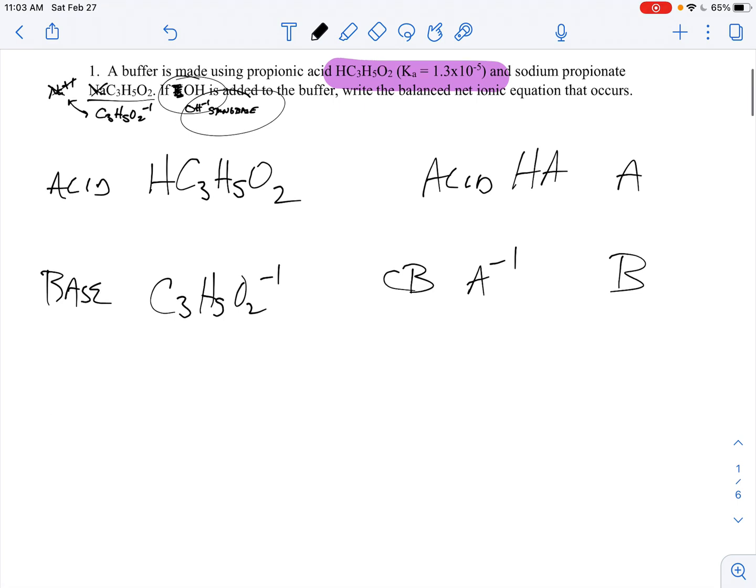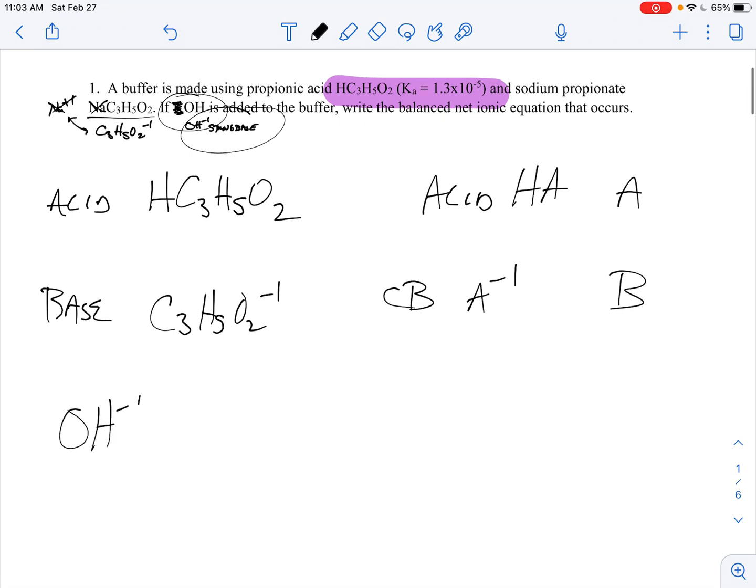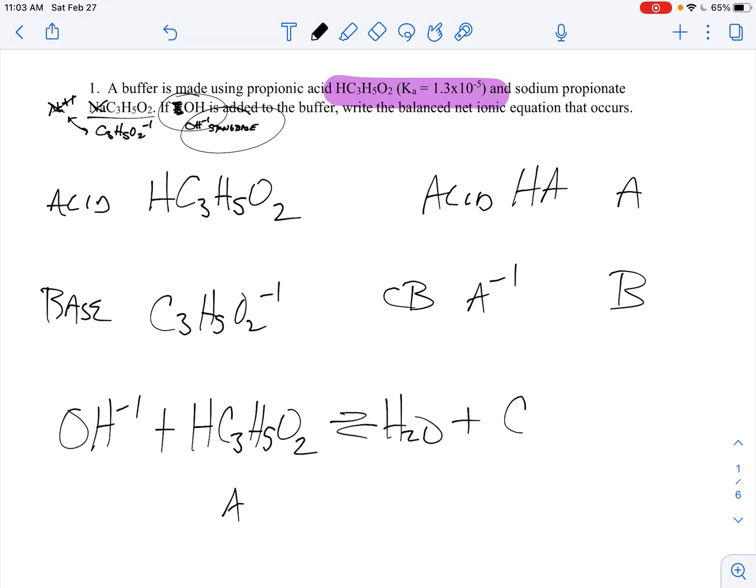And so what's going to happen is that the OH negative is going to react with the acid part of things. So again, that's your acid part of the buffer. And then it is going to create water, and it is going to create the conjugate base, which is this guy over here, which is the whole point of this.